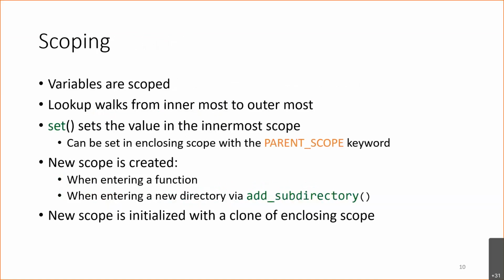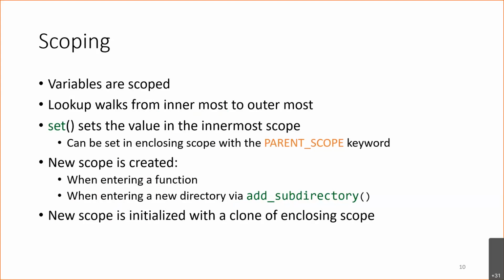Variables are scoped. As you would expect, scope lookup walks from the innermost scope to the outermost scope. By default, using the set command to set a variable will set the value in the innermost scope, even if a variable by the same name exists in an enclosing scope. If you pass the parent scope keyword to the set command, the value is set in the enclosing scope.